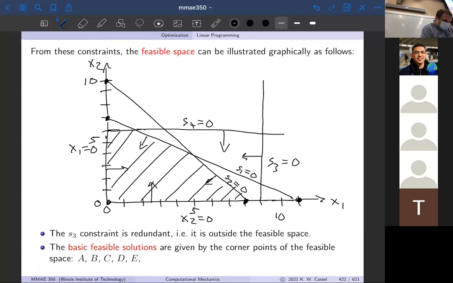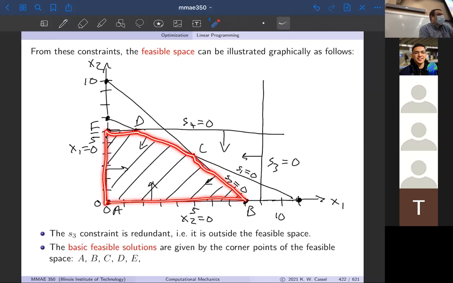Let me define the corners. I'm going to call this A, B, C will be this point where they intersect, D, where these two intersect, and then E. So as I go from A to B to C to D to E back to A, that's my feasible space. Exactly. So the arrow right here is saying that x2 has to be positive, and this arrow right here is saying that x1 has to be positive.